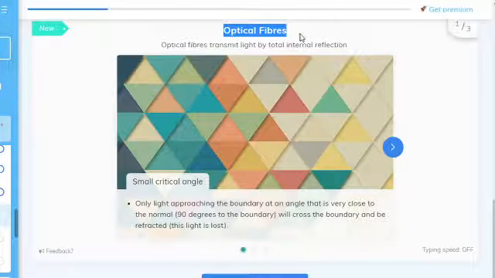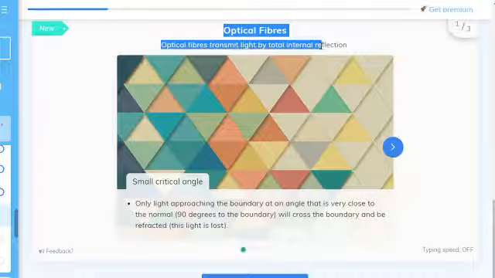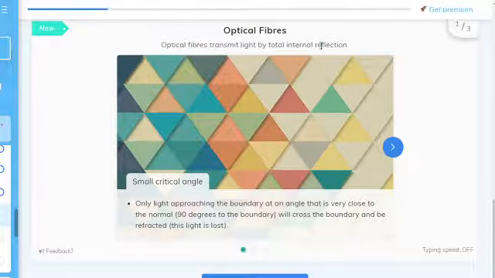Optical fibres transmit light by total internal reflection. Small critical angle. Only light that approaches the boundary at an angle very close to the normal, 90 degrees, will cross the boundary and be refracted.